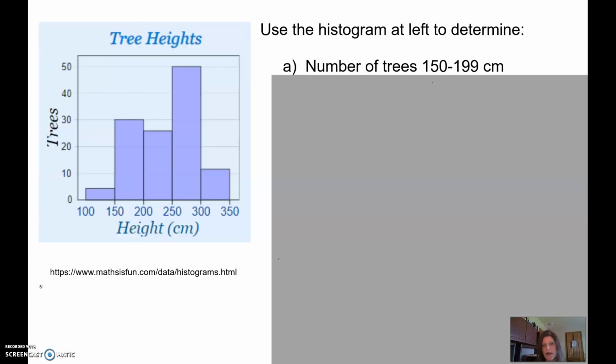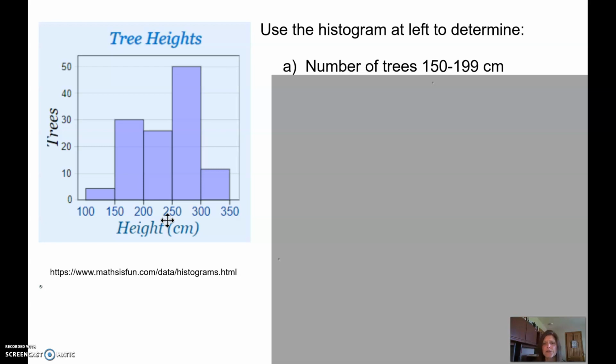Let's try another one similar. This is a histogram, and the difference with this one, not just that it's a histogram, the bars are close together, is that it involves class intervals. Remember, we talked about that. So the categories here are not just a single value. It's actually like 100 to 149, 150 to 199, 200 to 299, etc. Okay, so that's got classes in it.